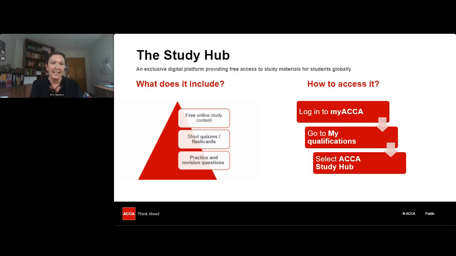Key things that it includes, before I play those: we've got quizzes, flashcards, practice tests. And just remember, if you haven't accessed it yet, the way to access it is to log into your My ACCA, go to My Qualifications, and then select the ACCA Study Hub, and you'll be brought straight in where you can then select the subject area that you're reviewing.